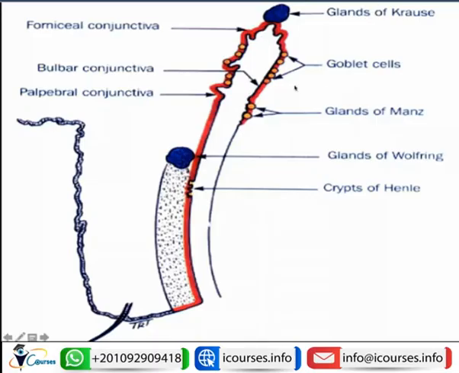And we have the glands of Wolfring, which are present near the upper border of the upper tarsus. And we have the crypts of Henle, which are present at the upper border of the upper tarsus and the lower border of the lower tarsus. And finally, we have the glands of Manz, which are present encircling the limbus. Usually remember that Manz is not present in man, meaning that its presence in humans is controversial. Crypts of Henle are not true glands, but mostly crypts.